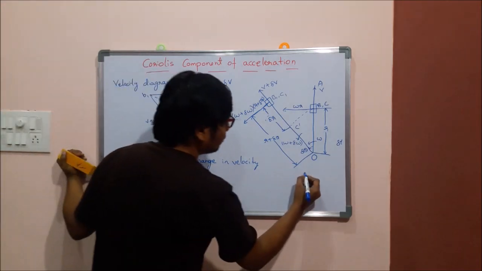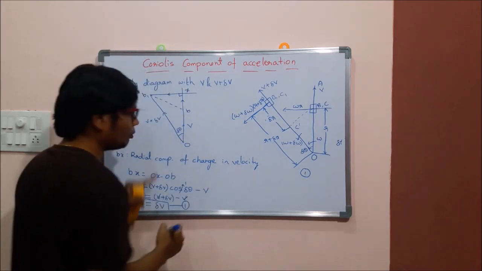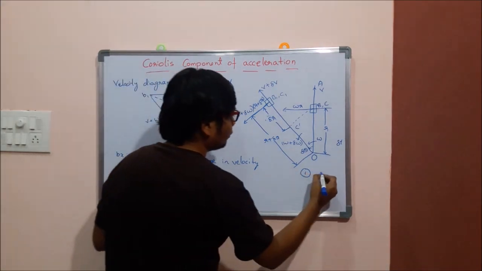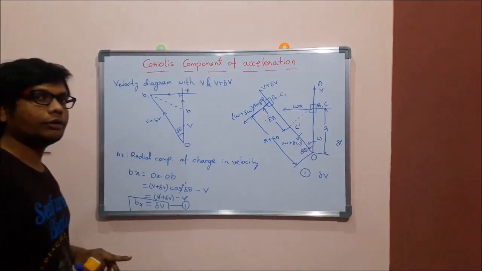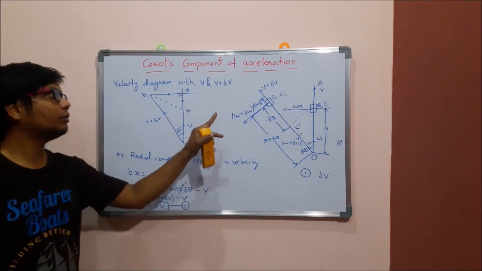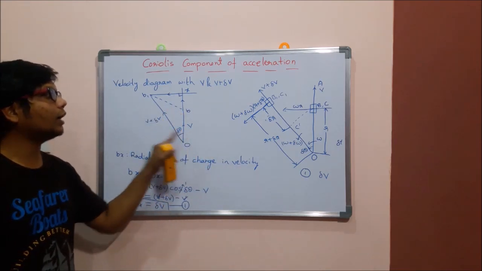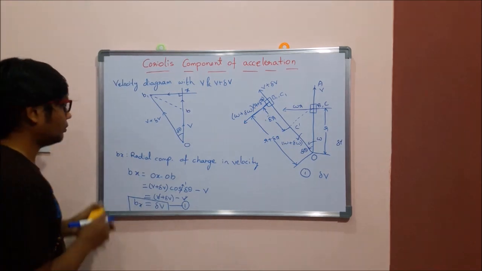Okay, I am writing the equation 1 here for our reference, which is the radial component. Remember that radial component we got as delta v only. So try to remember that equation 1, which is the radial component of change in velocity, when you consider this v and v plus delta v. Next we go for the tangential component.